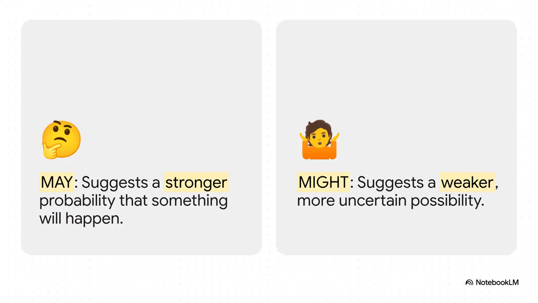Okay, now here's where things get a little subtle. The difference between may and might. They both talk about probability, but they hint at how confident you are. May suggests there's a pretty good chance something will happen. Might, on the other hand, is a bit more uncertain, a weaker possibility.